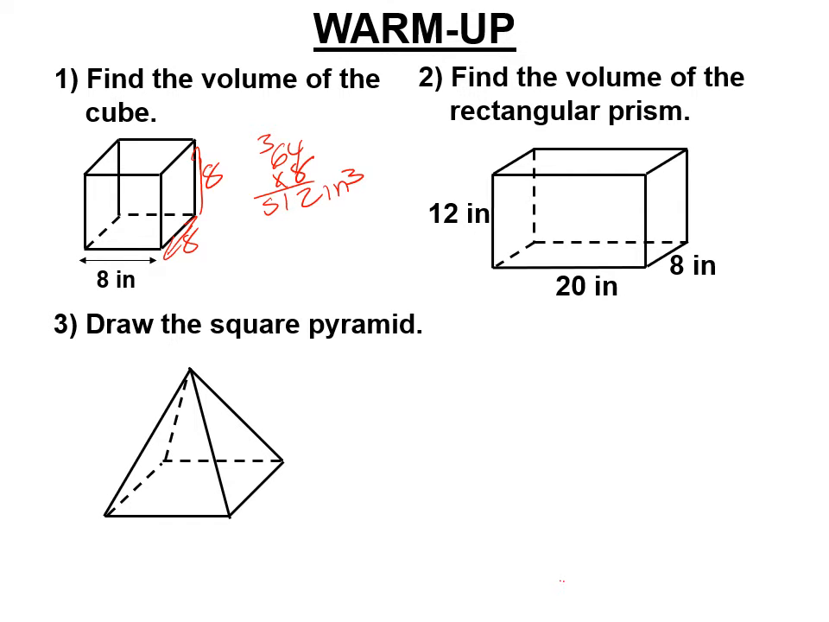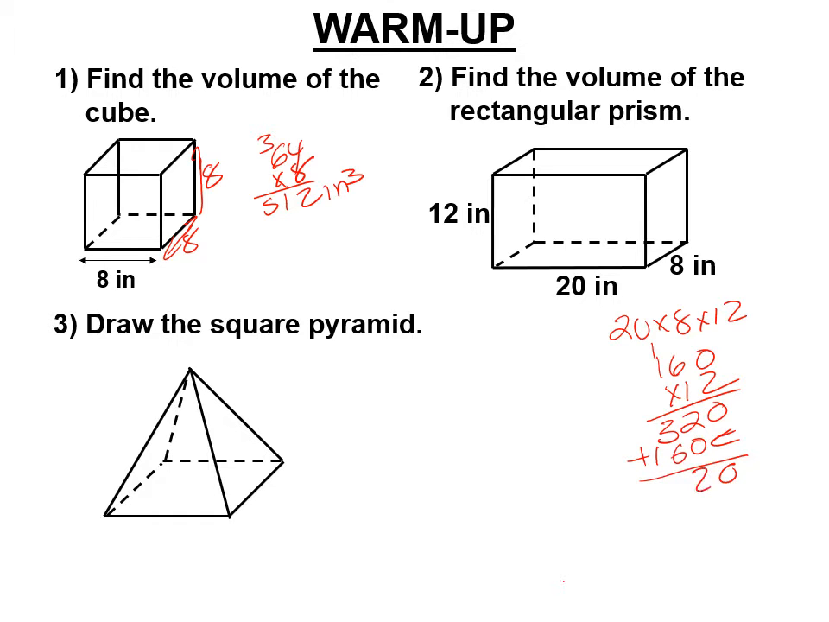For the rectangular prism, you're going to do 20 times 8 times 12. It doesn't matter, 20 times 8, I was trying to think of what's the easiest way. 2 times 8 is 16, so that's 160 times 12. 2 times 0, 2 times 6 is 12, and then we get a 3 there. Then we multiply 160 by 1, and we add up the 2 rows. And I'm getting 1,920 cubic inches for this.